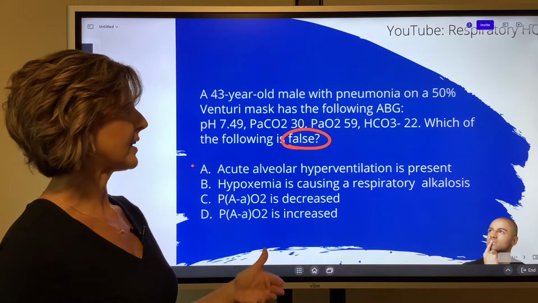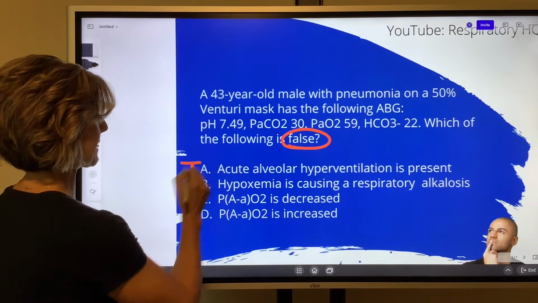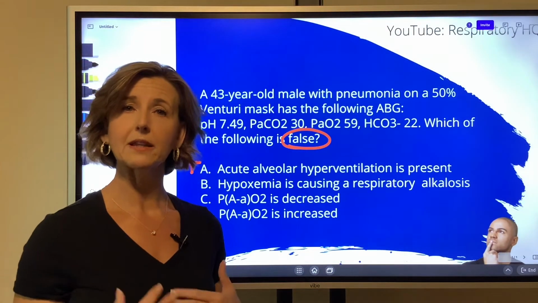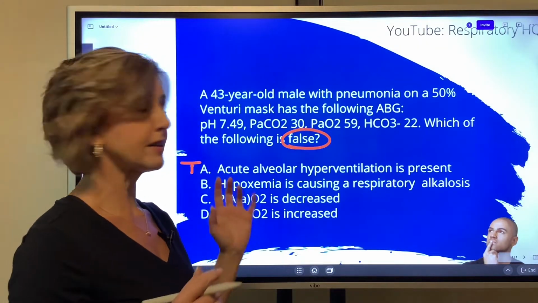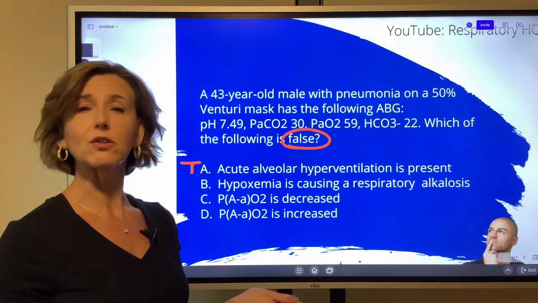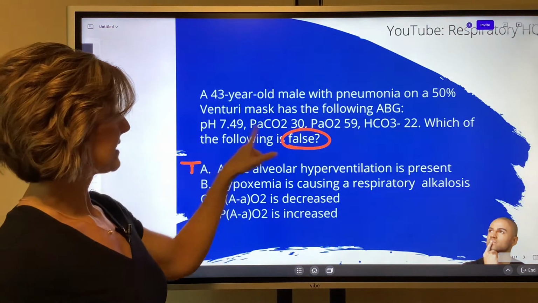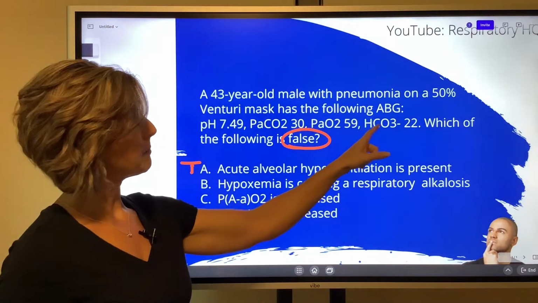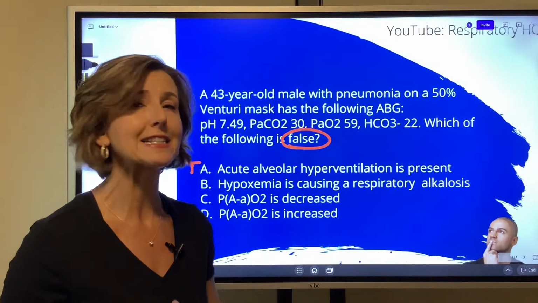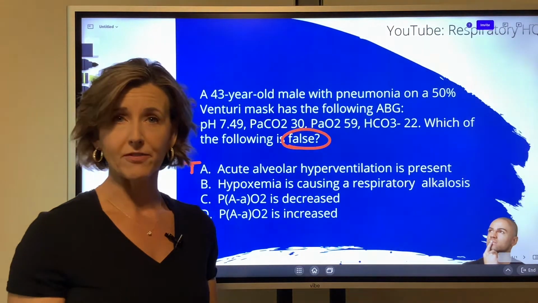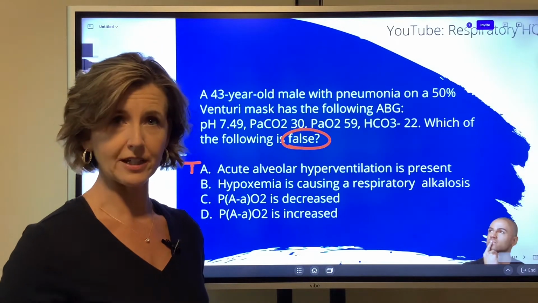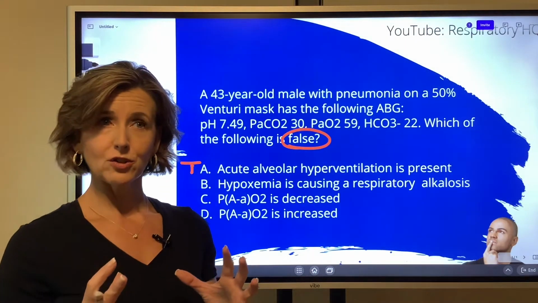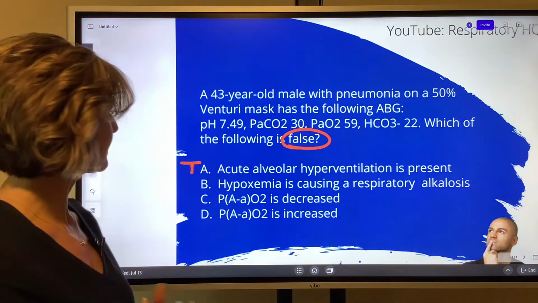Acute alveolar hyperventilation is present. This is actually a true statement. And I know that it's true because a CO2 of 30, that's a low CO2, meaning the patient's blowing that CO2 off, and the pH is correspondingly increasing, an alkalosis. So this is a classic example of hyperventilation. I know it is an acute condition because the bicarb is still in its normal range. It hasn't decreased in an attempt to provide any compensation. So an acute condition is one that comes on so suddenly that the bicarb hasn't had a chance to fix the situation. So that is a true statement.